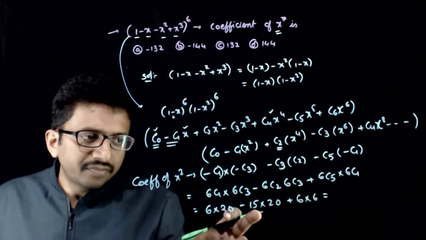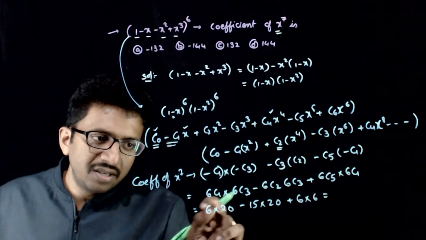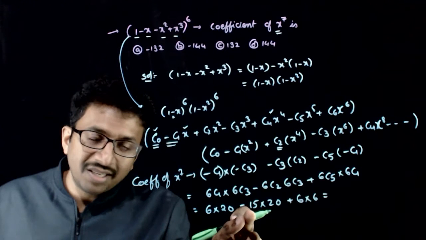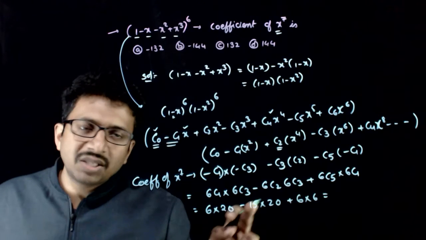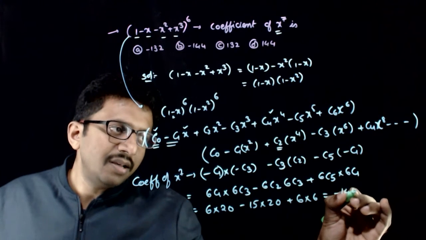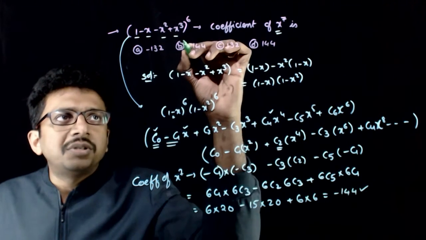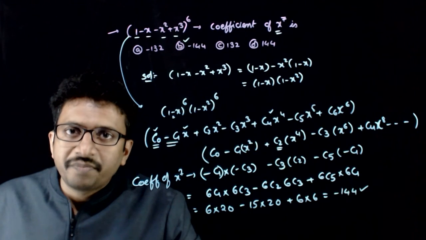So that is equal to 20 times 6 minus 15, that is minus 9, minus 180 plus 36. Minus 180 plus 36 is minus 144. So option B is the right answer to this question. Thank you.